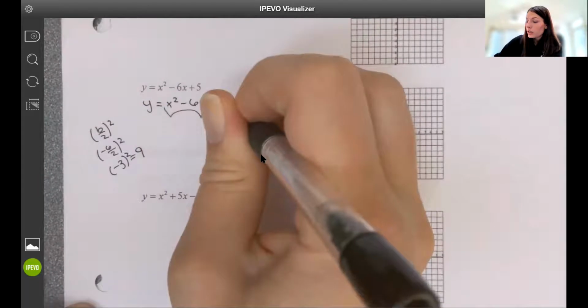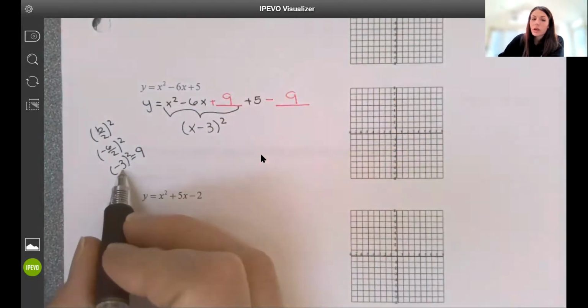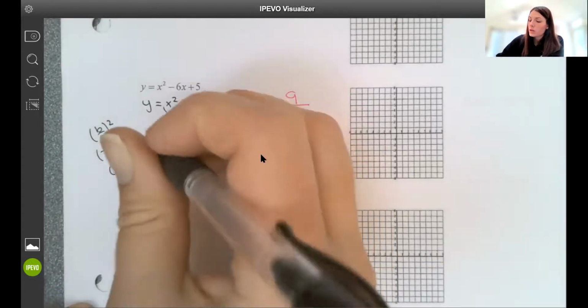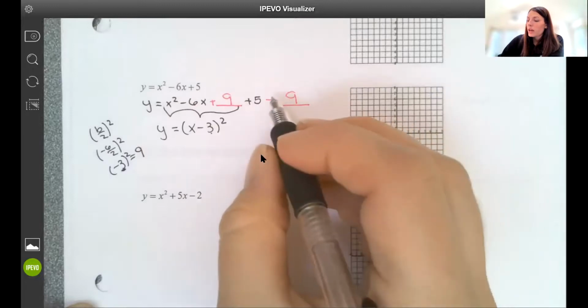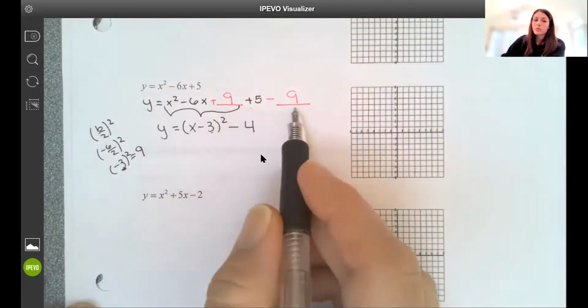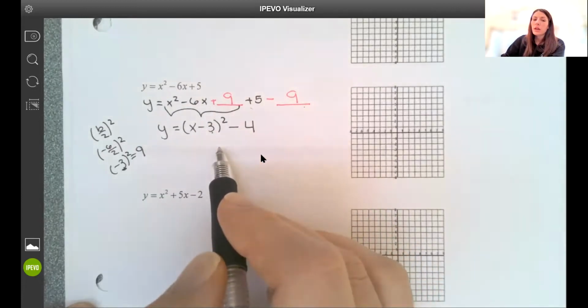I've created a perfect square trinomial, which would factor into x minus 3 squared. See the negative 3 right there? It comes from b over 2. And at the end, it leaves me with negative 4. So I've taken this function and I've completed the square to rewrite it in vertex form.